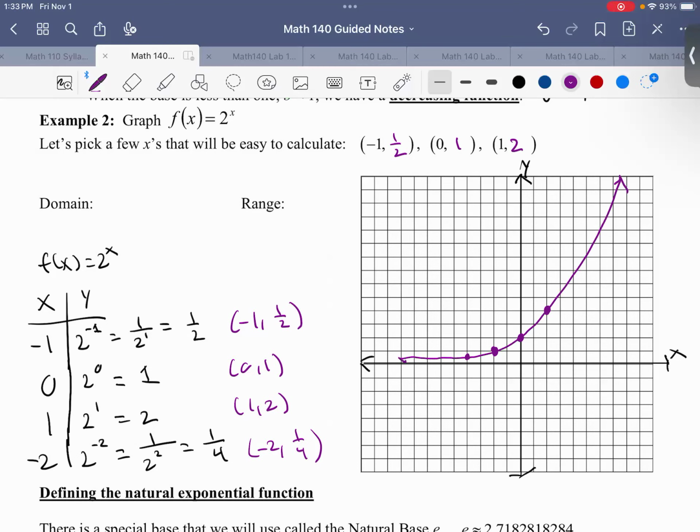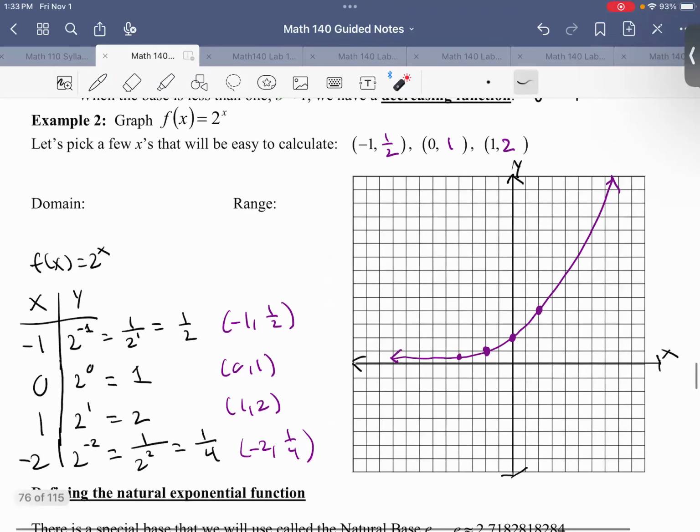And as our x values get bigger and bigger, we'll just keep getting closer and closer to this axis here, because this number on the bottom will just keep getting bigger and bigger. So this is a quick sketch of this function. Notice how we just chose easy points and we got a general overall sketch.